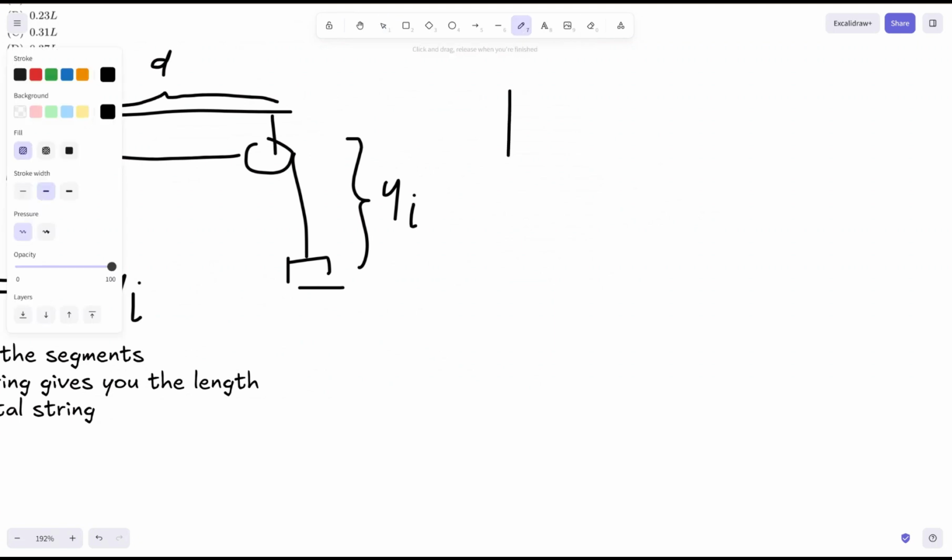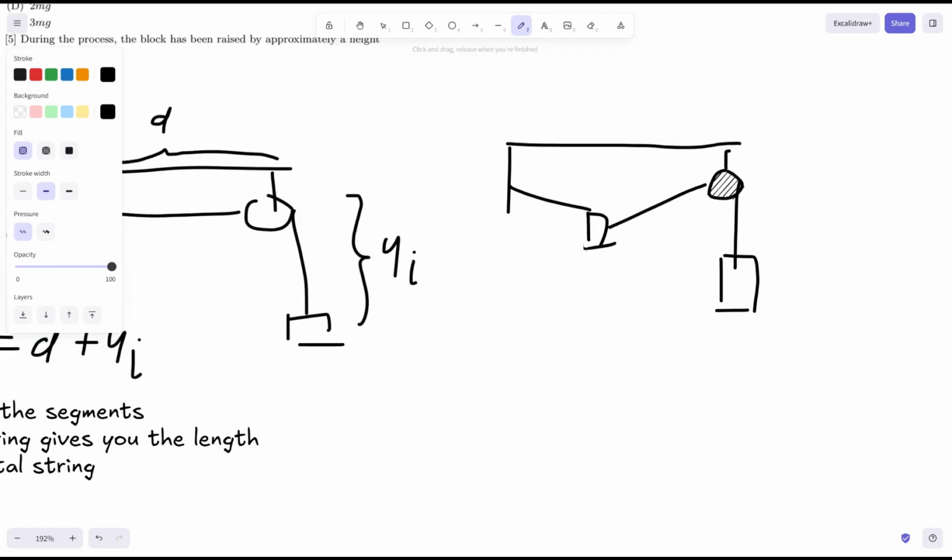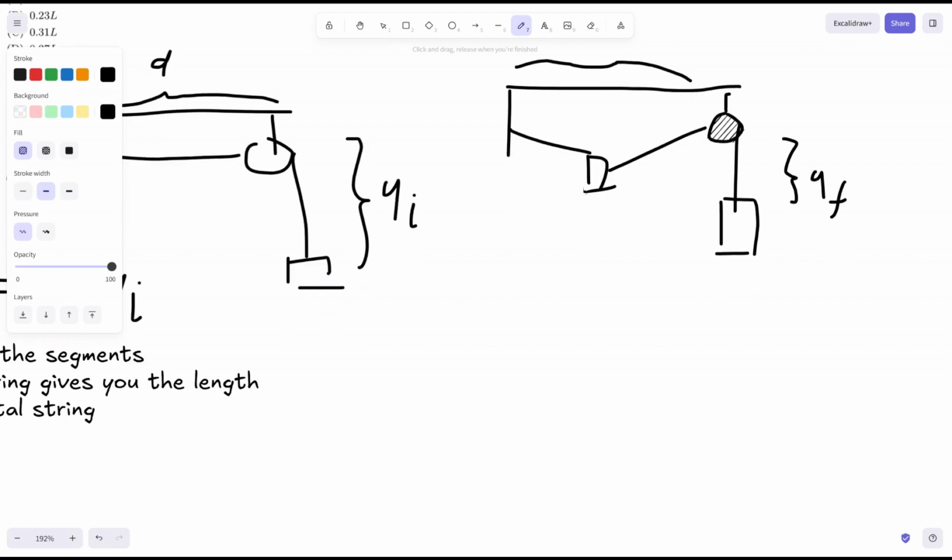And this is where we get another interesting equation. So here it is. I want to do the same thing. This is D again, and this is going to be Y final. We're going to have to add up the individual segments of the string, which means we need to find this segment and this segment. So let's do that.